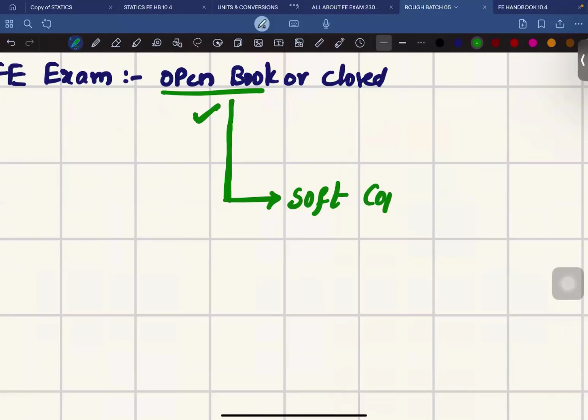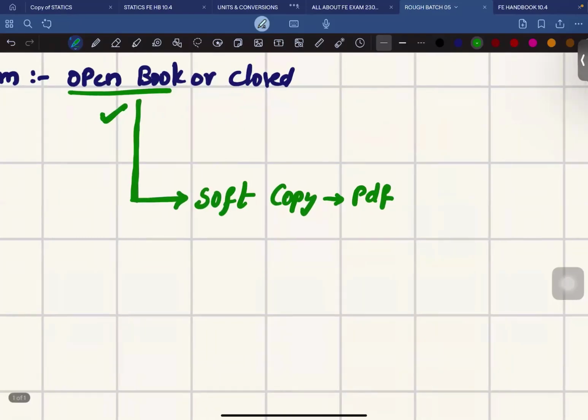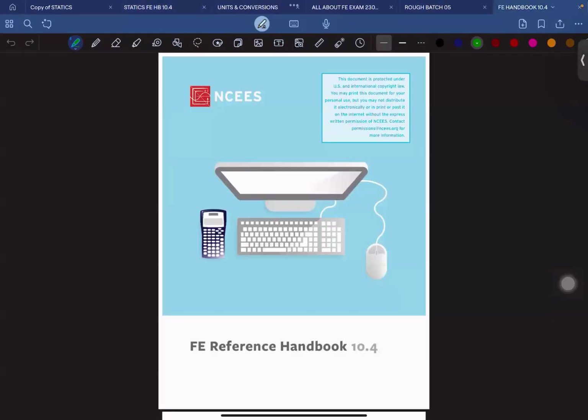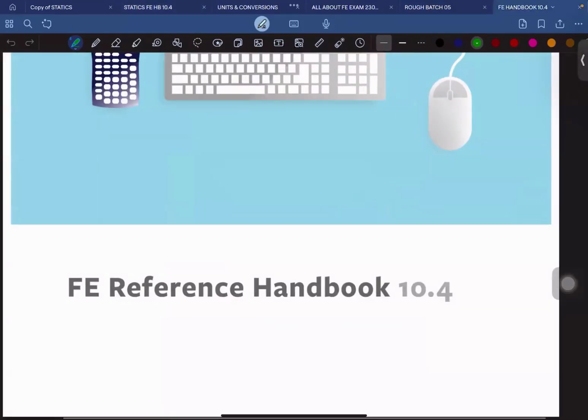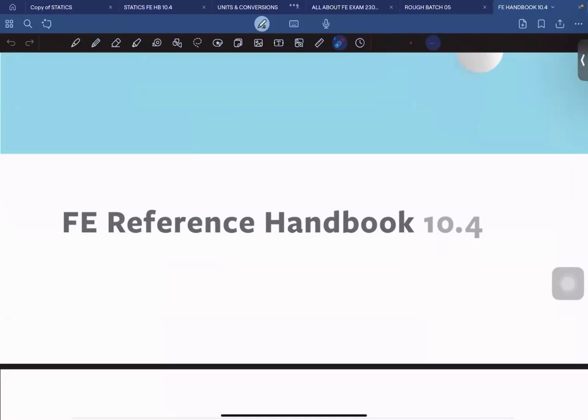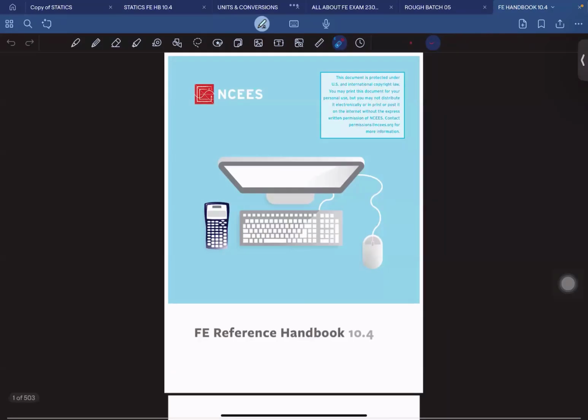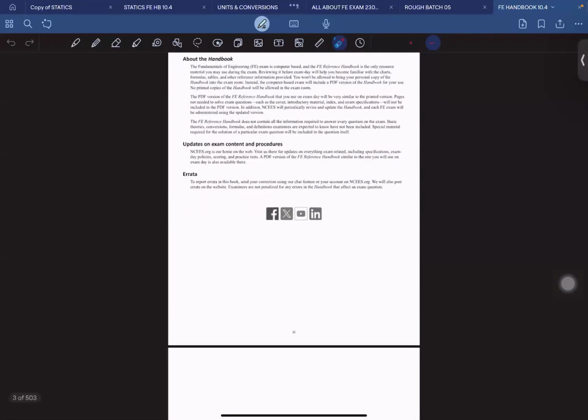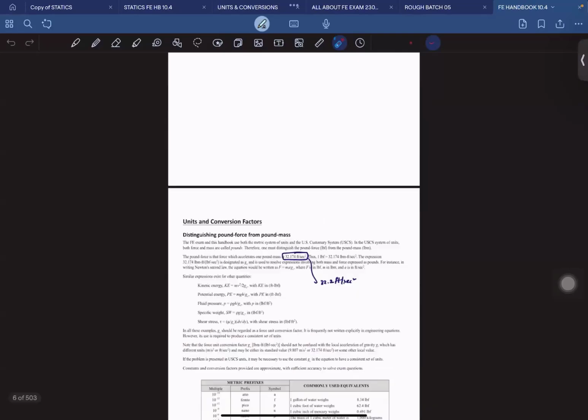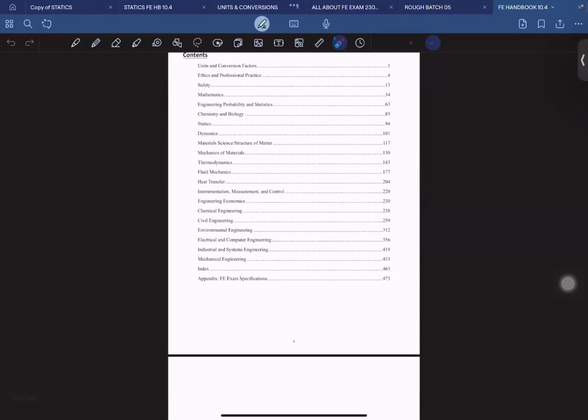It's a soft copy. Generally, it's a PDF, and have you guys seen the PDF? How does it look? I guess you might have gone through this. The handbook looks like this. Like the iPhones get upgraded with versions 8.4, 8.5, and so on, the FE Reference Handbook gets upgraded from time to time. The latest version is 10.4. And the same PDF will be shown in the system during the exam, and these are the contents in the handbook.